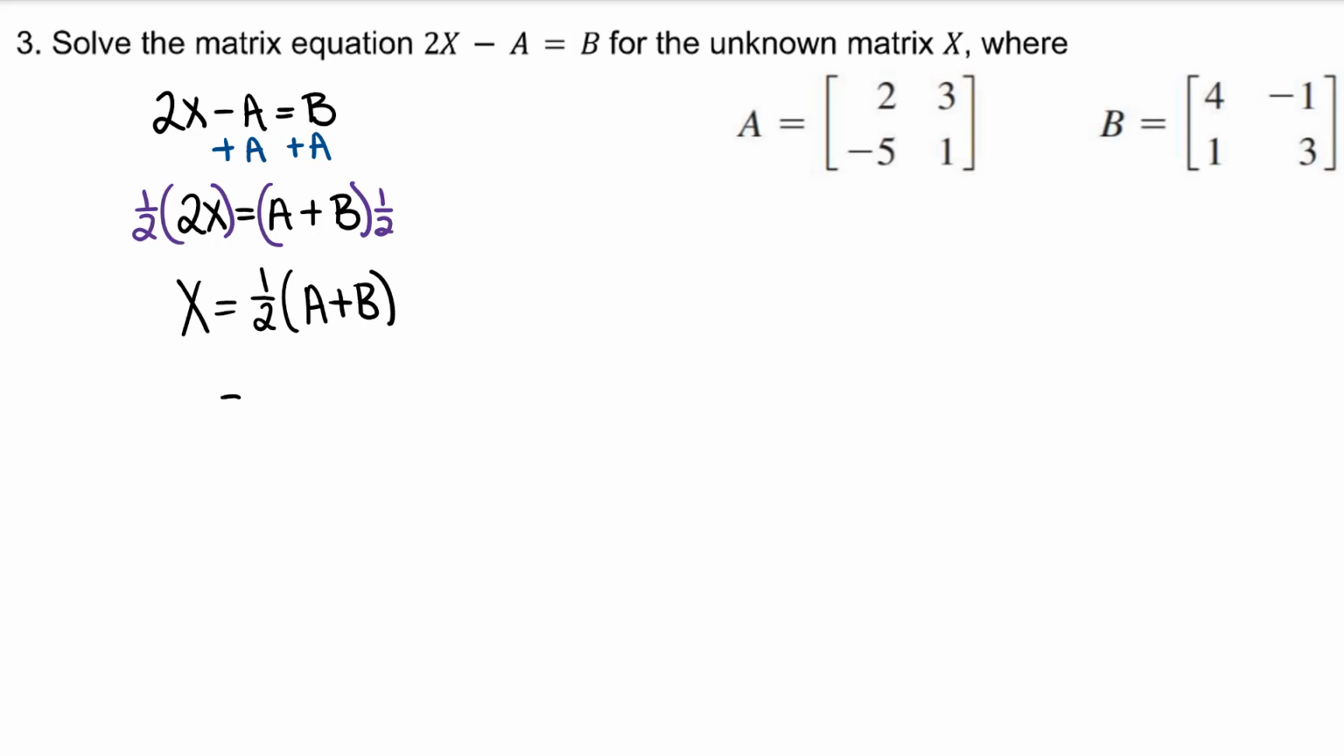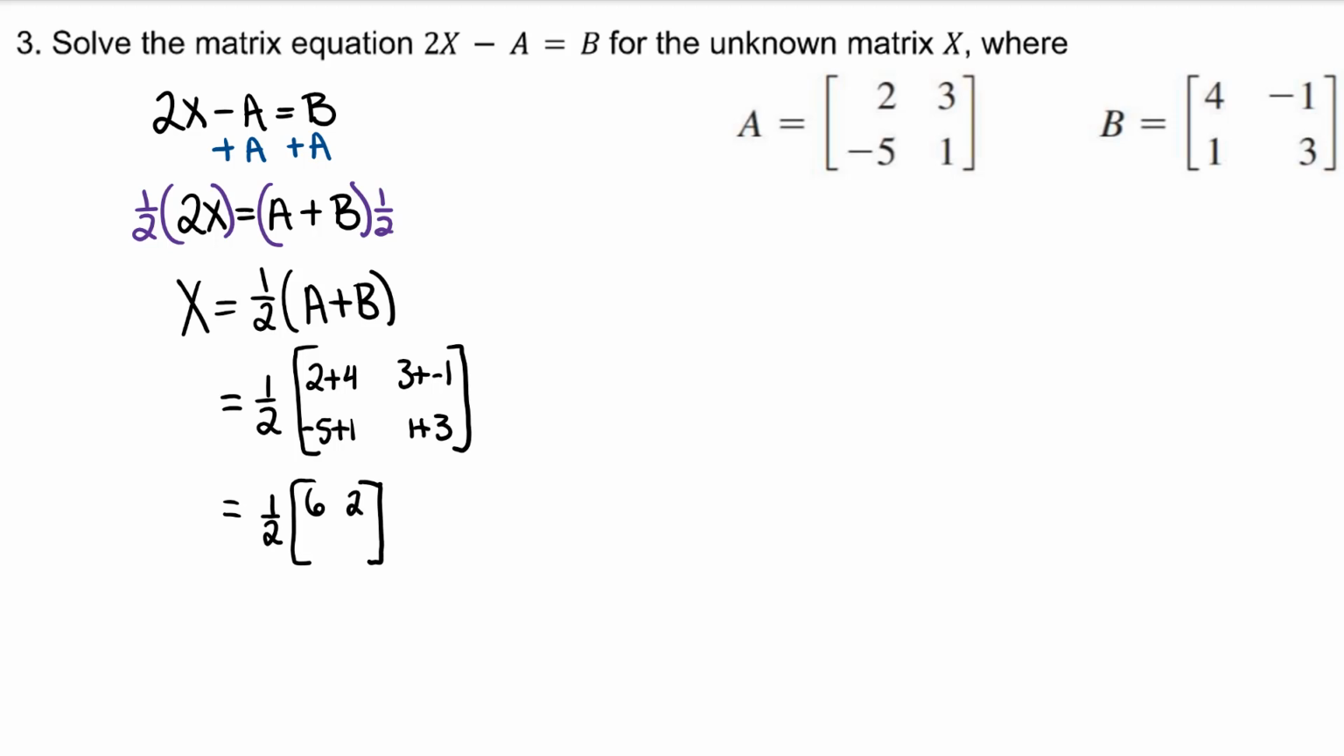Let's add the matrices A and B. Because they have the same dimensions, 2 by 2, it is possible to add them. Add each corresponding entry and simplify. Then multiply each entry by 1/2 to get the value of X. X is the matrix 3, 1, -2, 2.